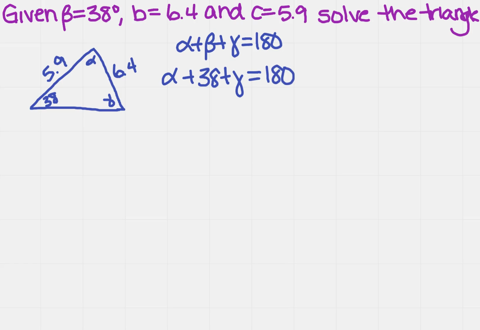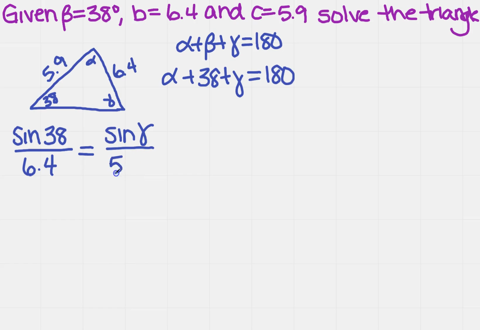So which one do I want to solve for? Most people would say, let's go for alpha. Let's be different. Let's go for gamma. So how would I do that? Well, I'm going to use the law of sines, and I'm going to have the sine of 38 degrees divided by 6.4 equals the sine of gamma over 5.9. Now, why did I do that? Remember, I can't do alpha because I don't have the length of what alpha is. So really, gamma was our only choice.